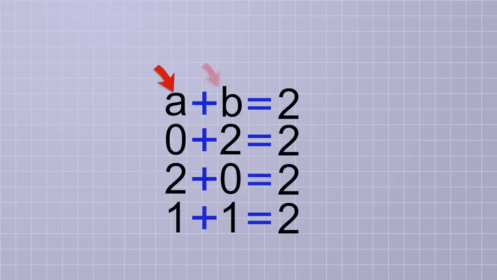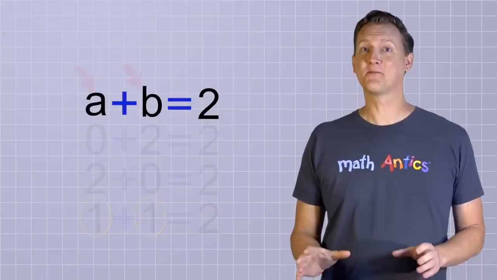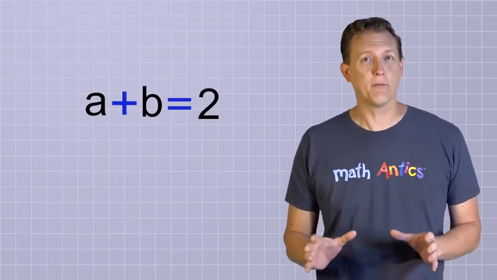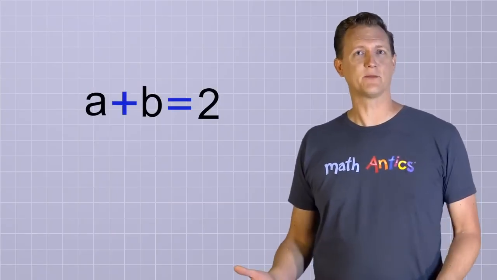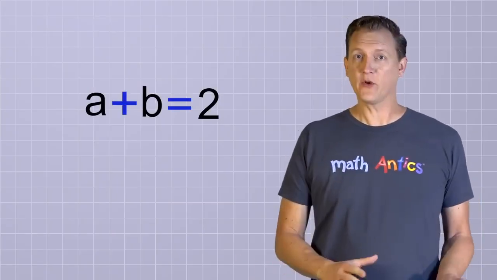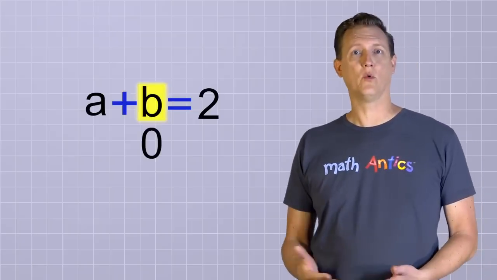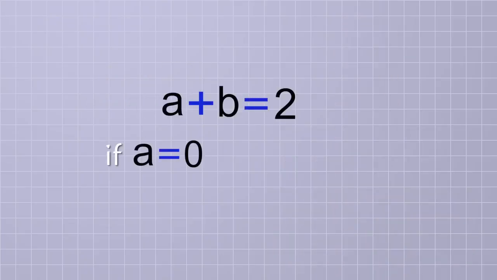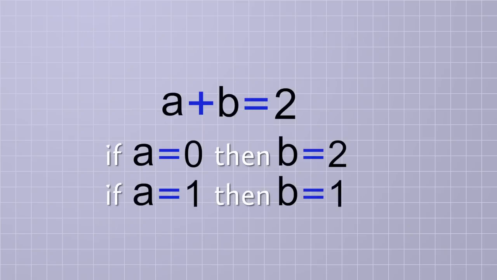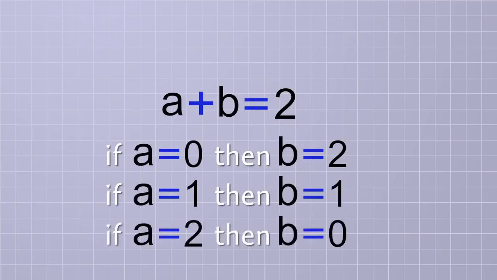So even though a and b are different symbols and would usually be used to represent different numbers, there are times when they might happen to represent the same number. Oh, and this problem can help us understand something very important about how symbols are used in algebra. Did you notice that there were different possible solutions for this equation? In other words, b could have the value 0, 1, or 2 depending on what the value of a was. If a is 0, then b must be 2. If a is 1, then b must be 1. And if a is 2, then b must be 0.